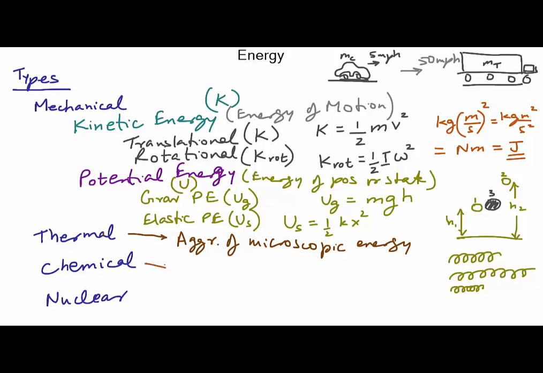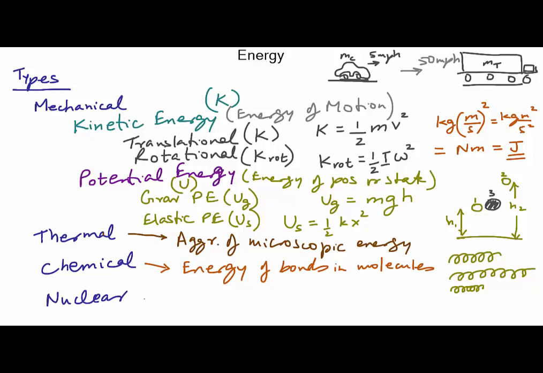Chemical energy is related to chemical reactions. When atoms are bound in molecules, there's energy associated with their binding, and you can have chemical reactions that change those bonds. As that is done, the chemical energy is released. And so chemical energy is the energy of bonds in molecules.